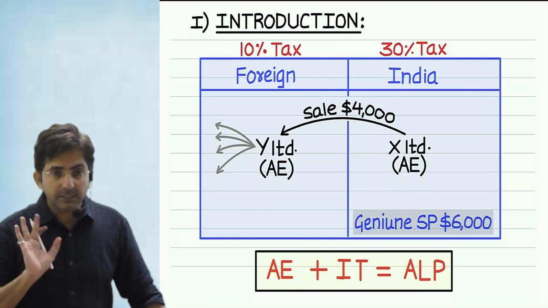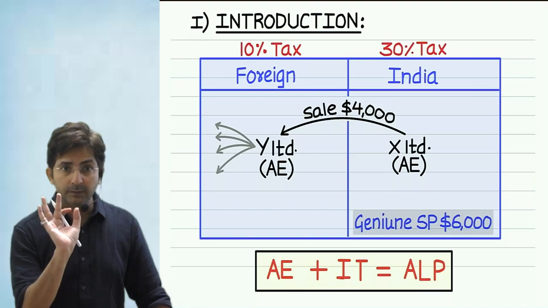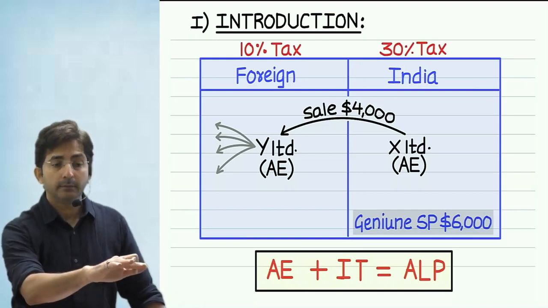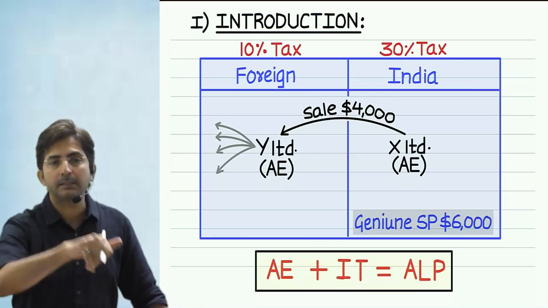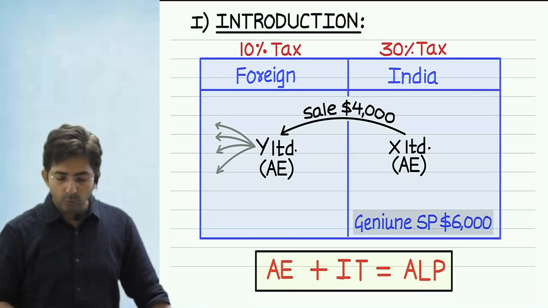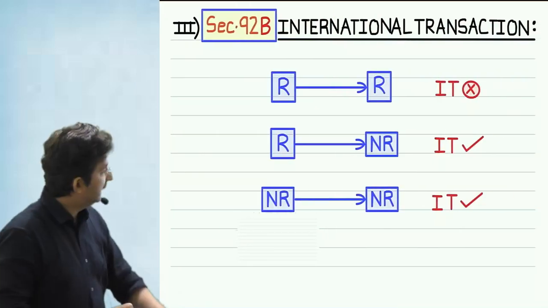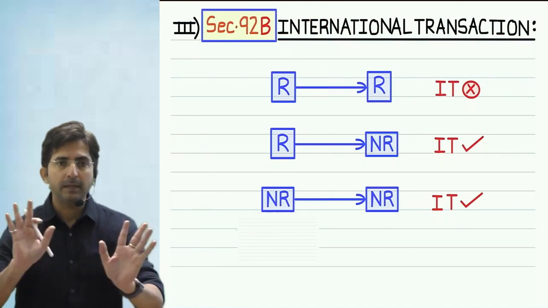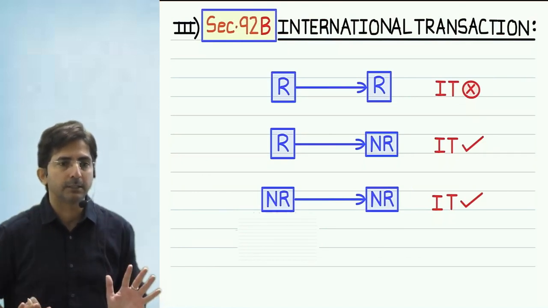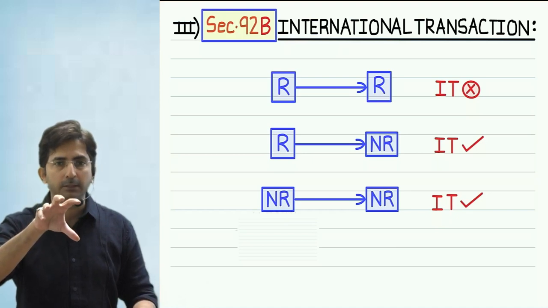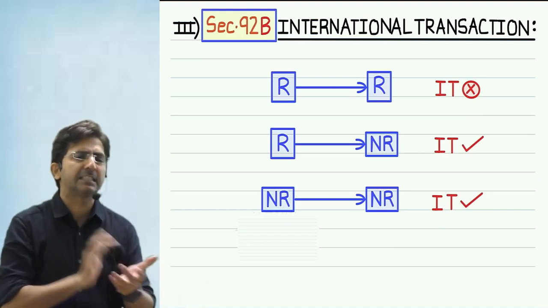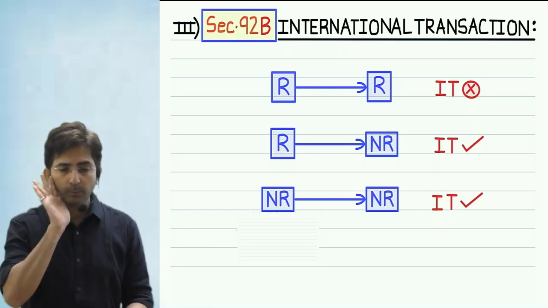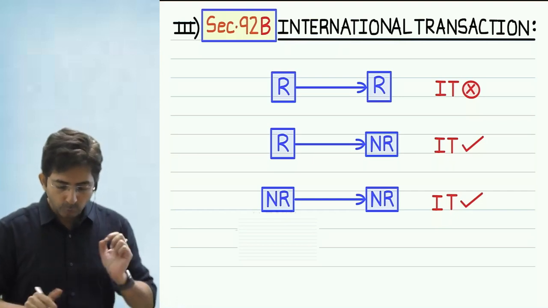The idea of this chapter is what? Whenever the law feels there is profit shifting from India to foreign, they will invoke the provisions of transfer pricing. I'll do one thing. I'll show you these 3 possibilities. One by one you try to imagine. You will automatically understand the purpose of the definition. Firstly, let me repeat the definition. International transaction is a transaction in which at least one party should be non-resident. So this means, look at this.